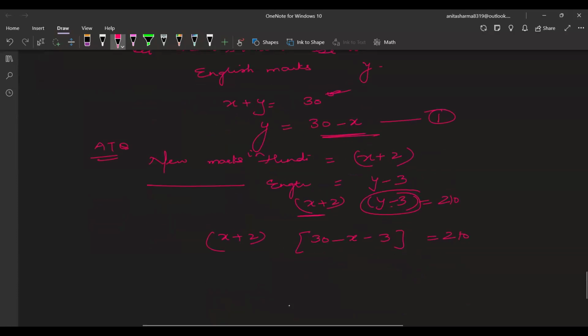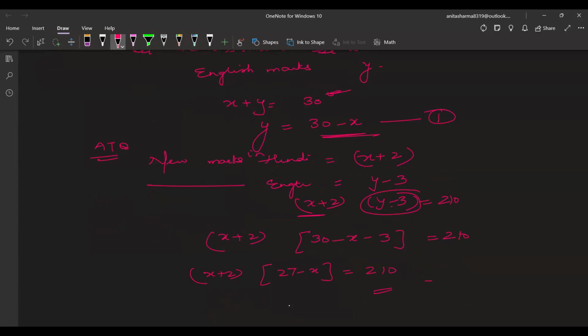Now, Sumuk, I guess you can solve it, right, beta? You will get the quadratic equation. Yes, ma'am. I guess the only problem is that you are not able to form the equation, right?